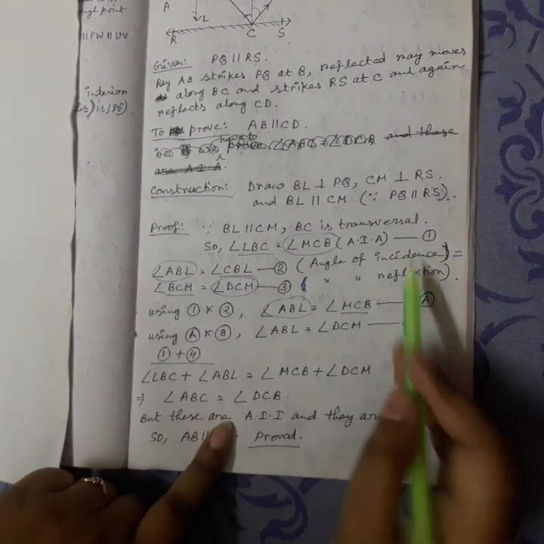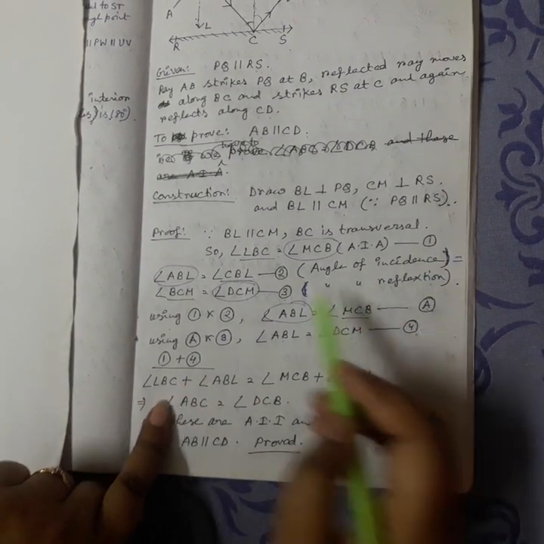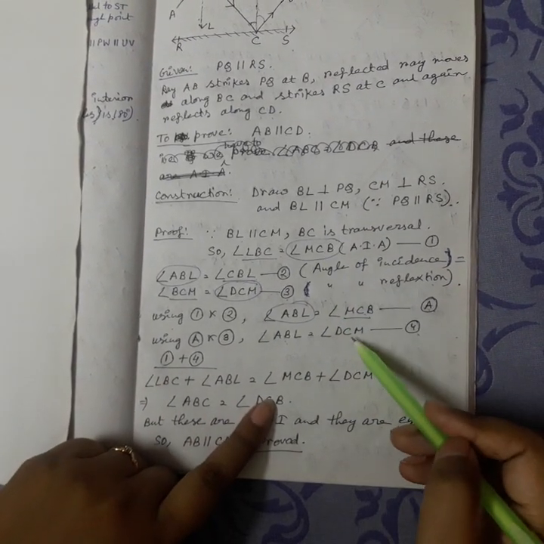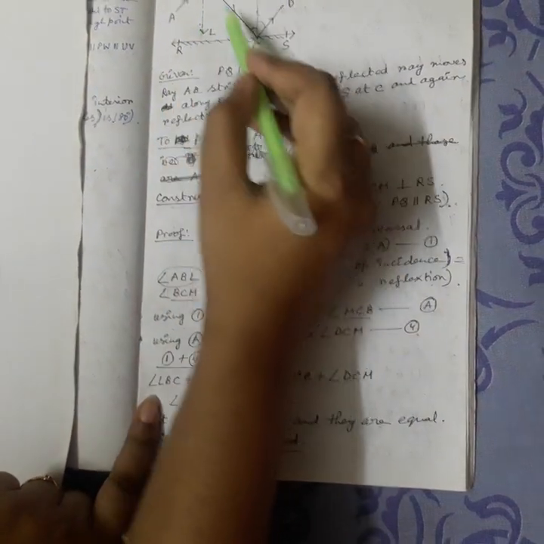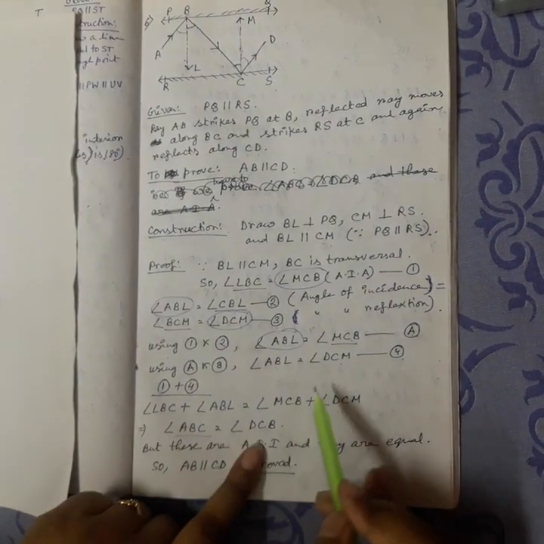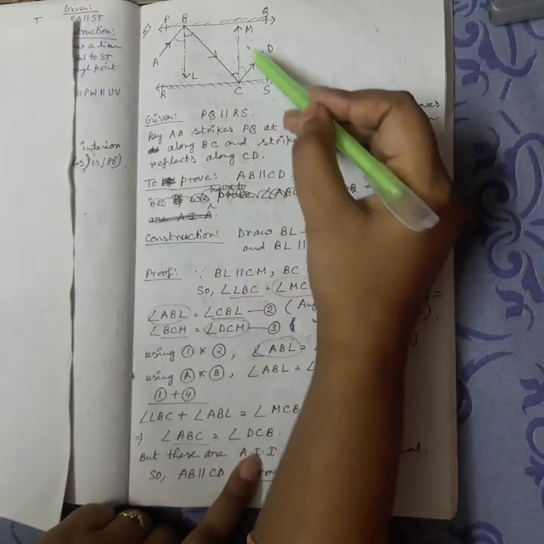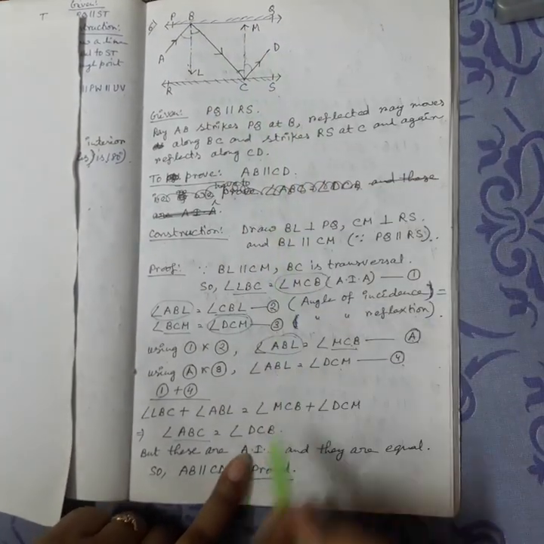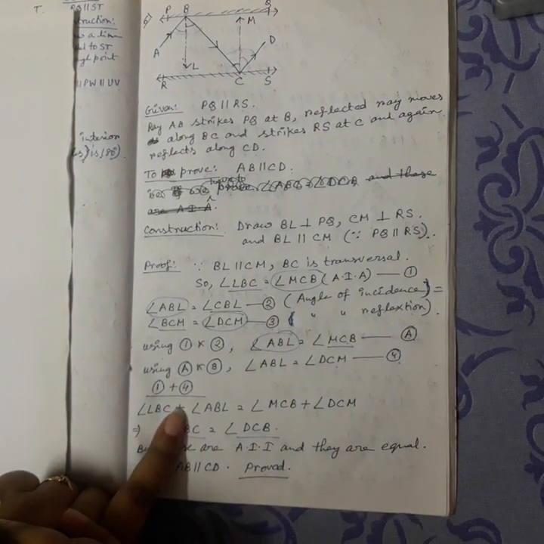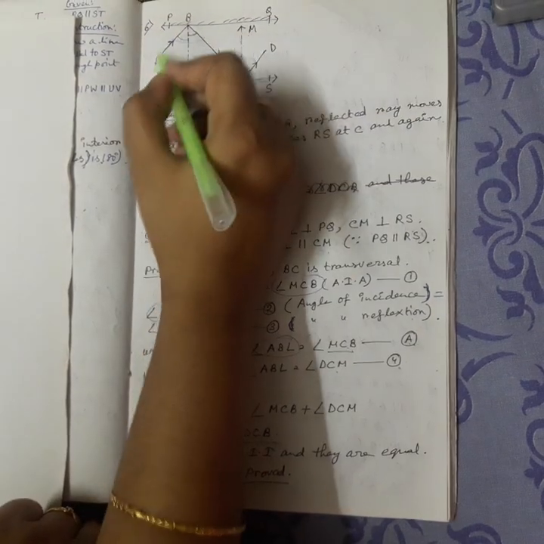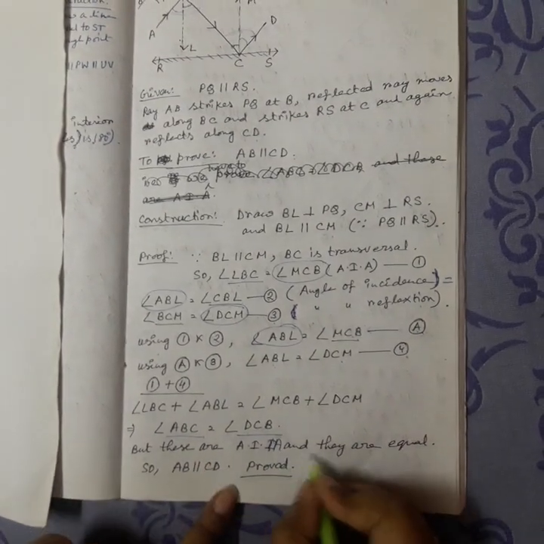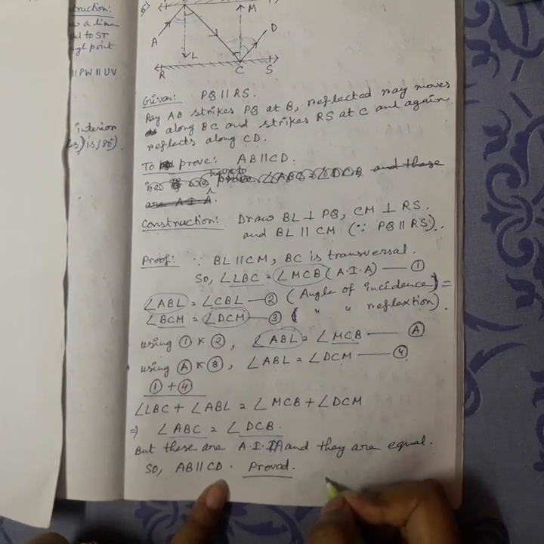Now what we have to do? 1 plus 4. If we will do 1 plus 4, it's coming left side LBC plus ABL equal to angle MCB plus DCM. Now LBC plus ABL, so it's coming ABC, so we can write it, and here MCB plus DCM, so it's coming BCD. So that means this angle and this angle are equal and they are forming alternate interior angle, so we can say AB is parallel to CD. These are alternate interior angle and they are equal, so AB is parallel to CD.